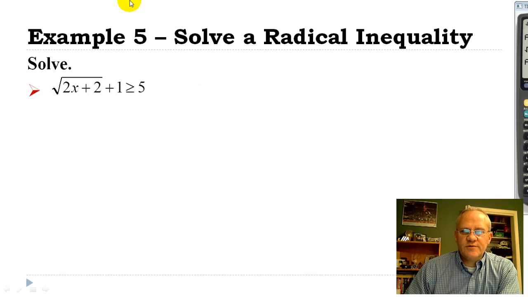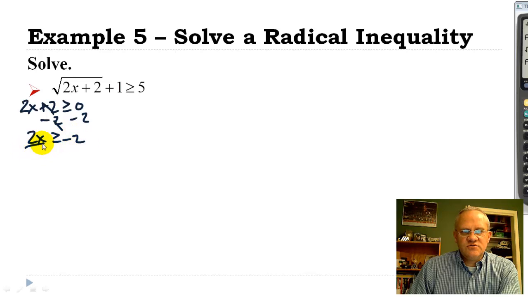All right, last one here. Remember, our first step is to find out, first of all, what would have to be greater than 0 here. So we do 2x plus 2 is greater than or equal to 0, minus 2. 2x is greater than or equal to negative 2, divide by 2. So the first part is that we have x is greater than or equal to negative 1. Okay, that's our first part.